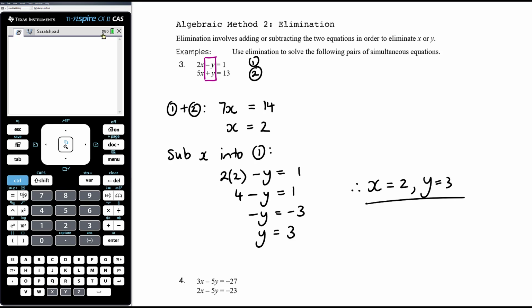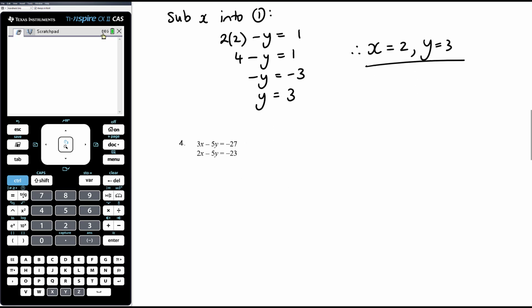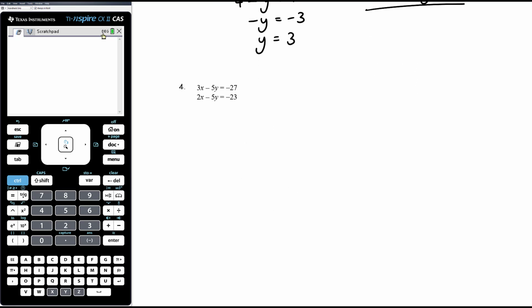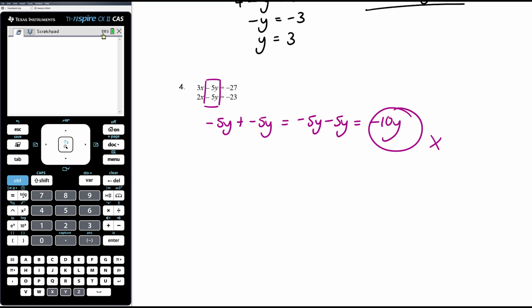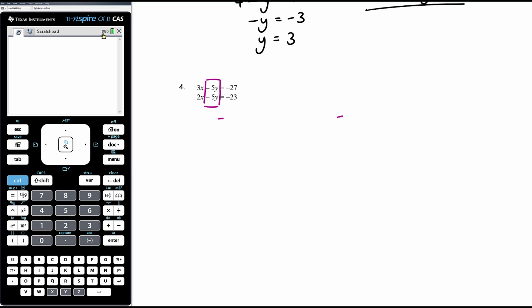Okay. In the second example here, example 4, for elimination, again I've got the same y terms, but this time they're both negative. So if I were to add those, if I was to do negative 5y plus negative 5y, that's negative 5y minus 5y, which is negative 10y, and it's not 0. So I don't want to do that, that's not going to eliminate. So what I want to instead do here is to subtract, because negative 5y take away negative 5y is negative 5y plus 5y, which is 0. Okay, and so we've eliminated. That's what we want to do.